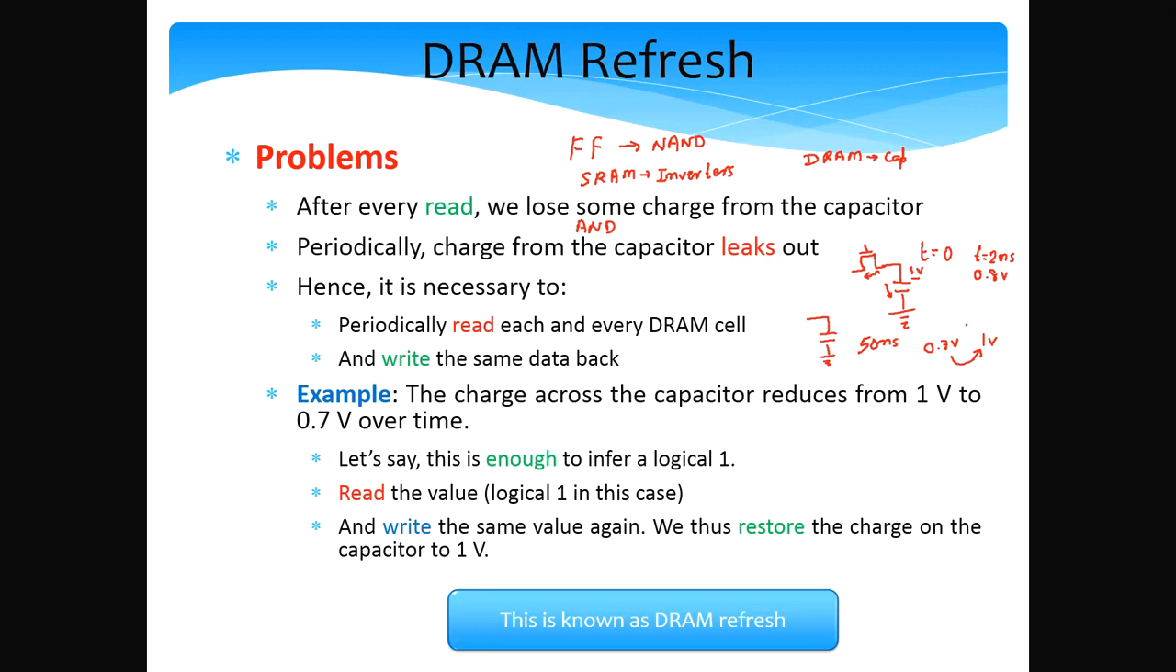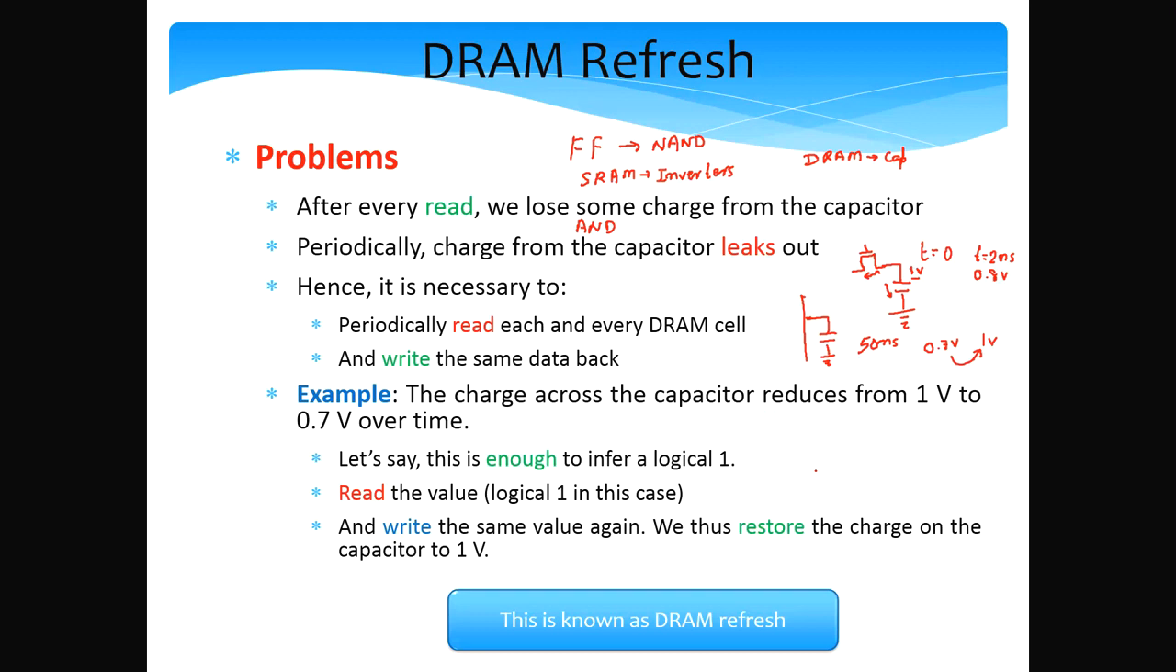So this periodically compensates for the charge that is leaking out of a capacitor, because dielectrics are not perfect. And also if there's a read operation, then the charge will get shared between the long bit line and the capacitor. Since the charge gets shared, the voltage across the capacitor will decrease. That's the reason it is necessary that after every read, we write the data that we read back again, and also periodically we need to read each and every DRAM cell and write the same data back.